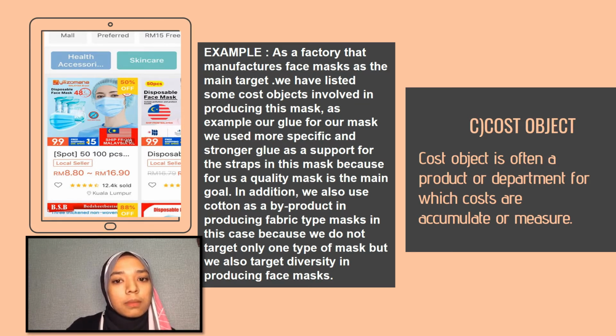in producing this mask. For example, for our glue, we use a more specific and stronger glue as support for the strap in this mask, because for us a quality mask is the main goal. In addition, we also use cotton as a byproduct in producing fabric type masks, because we do not target only one type of mask, but we also target diversity in producing face masks.